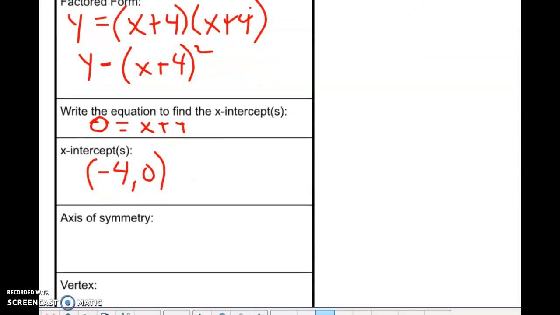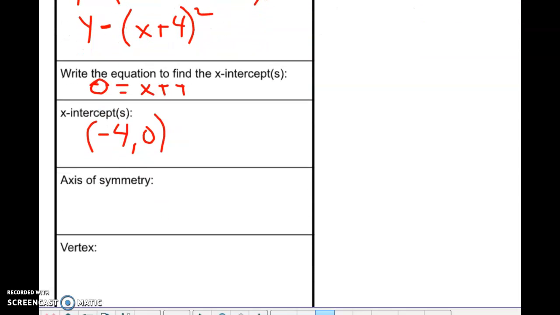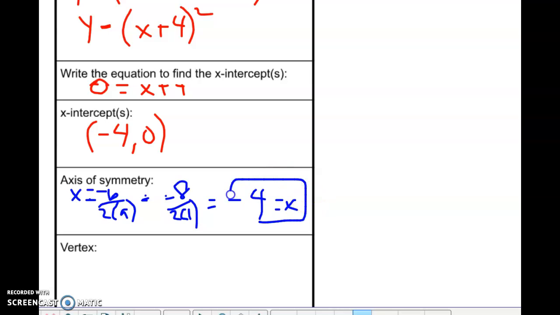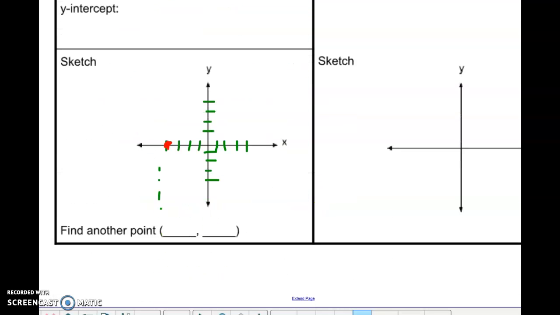So I'm going to come back up here. My axis of symmetry, I'll do that in blue actually, is x equals -b over 2 times my a, which is equal to -8 over 2 times 1, which is -4. So the equation is x equals -4. That means my axis of symmetry is going to go down through x equals -4.